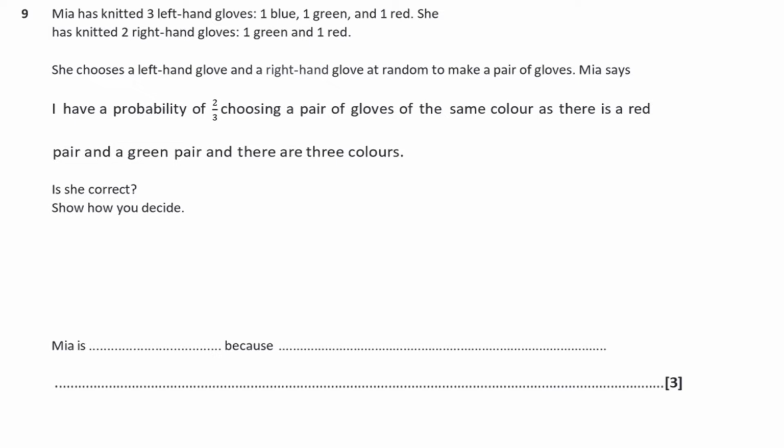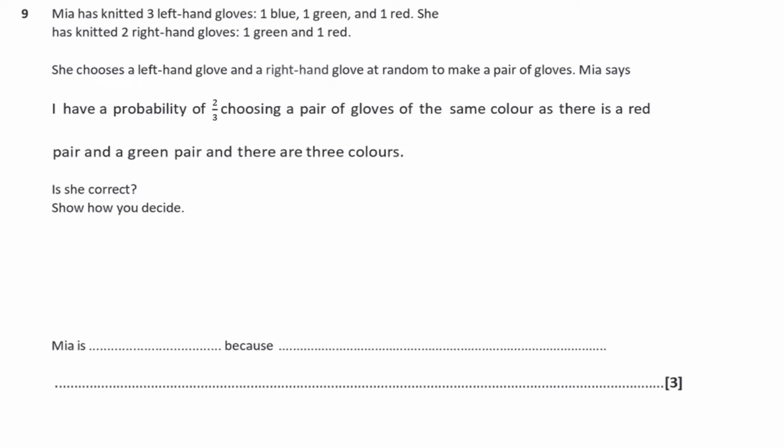Amir says, I have the probability of 2/3 of choosing a pair of gloves of the same colour, as there is a red pair and a green pair, and there are 3 colours. Is she correct? Show how you decide. Well, I think her thinking is wrong on this. I don't know what the probability is, but the way she's thinking it through, I don't think is correct.